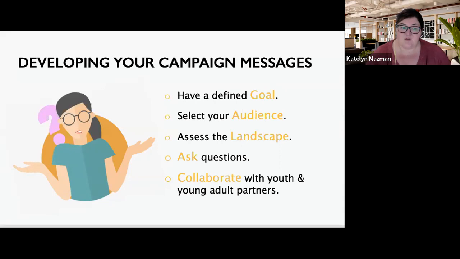So, start by asking, what is the goal? And what do we want to accomplish by placing this social media? Do you want to focus on prevention, preventing tobacco initiation, encouraging quit attempts, supporting quit attempts? Because each one of those aims is going to have a very different tone and likely a different audience.